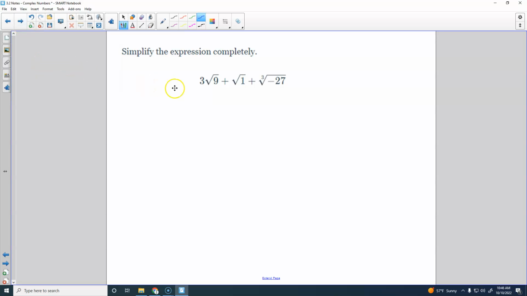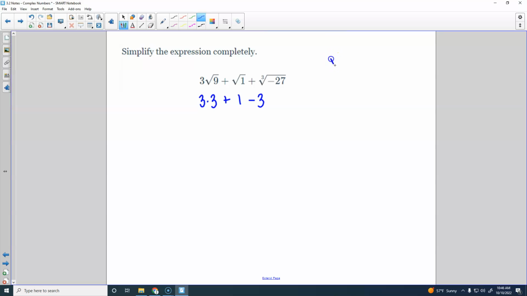All right. This next one has a cube root involved. So it's going to be a little bit different. 3 times square root of 9. What's the square root of 9? 3. So we basically just have 3 times 3, which is going to give us 9. We got the square root of 1, which is 1. What about cube root of negative 27? It is just negative 3.